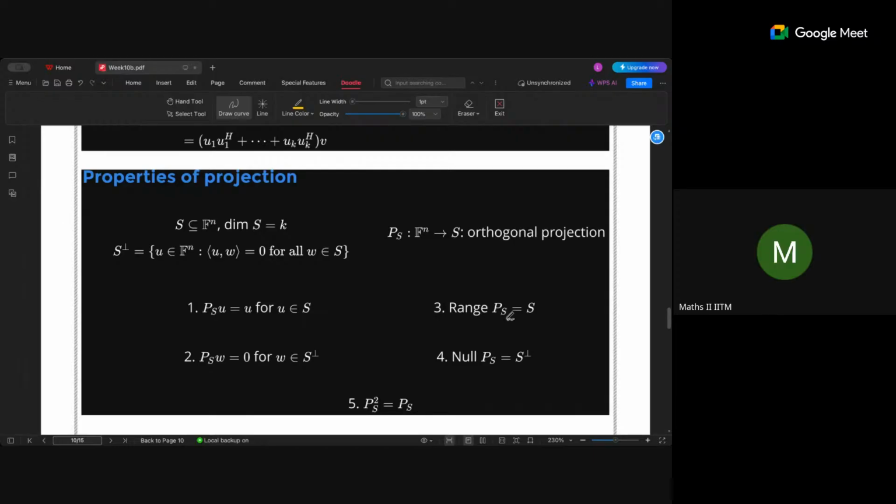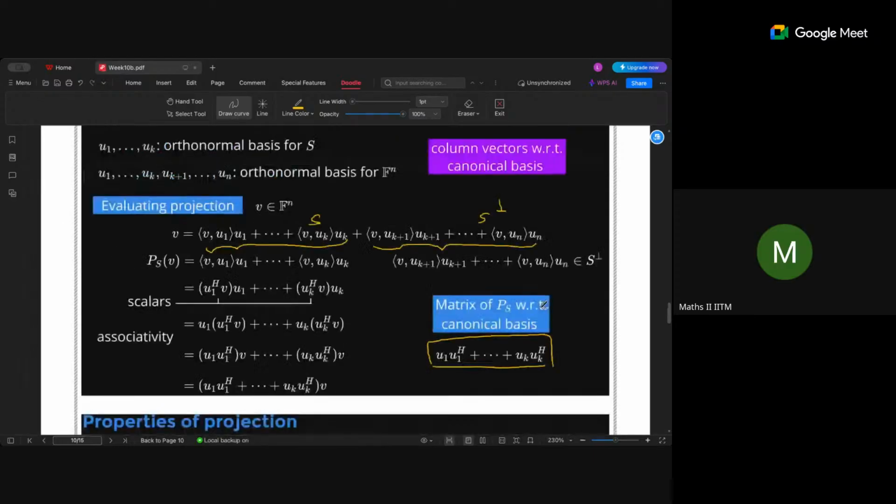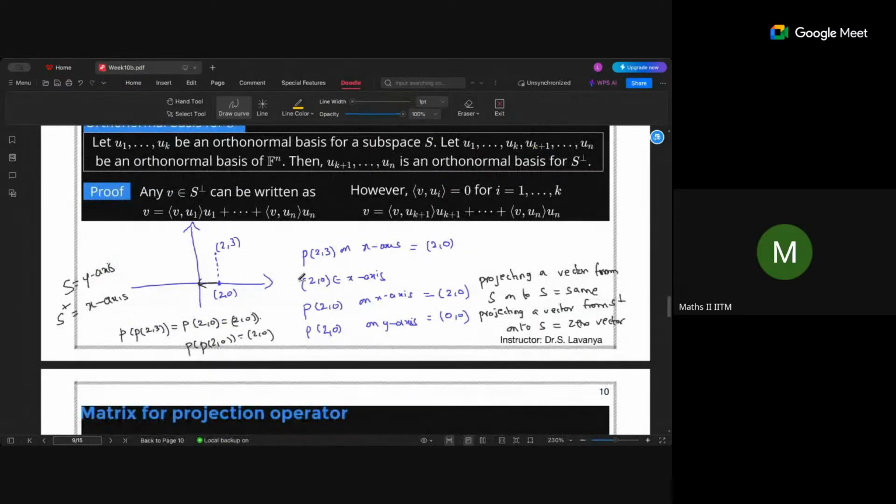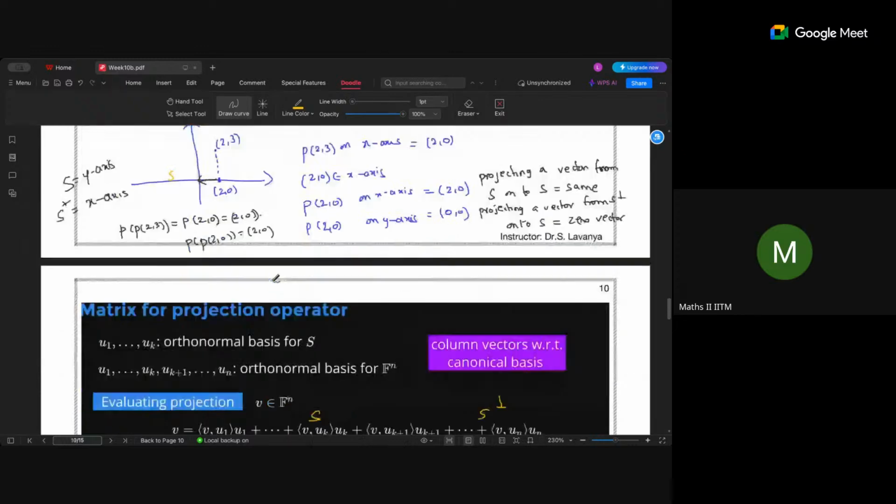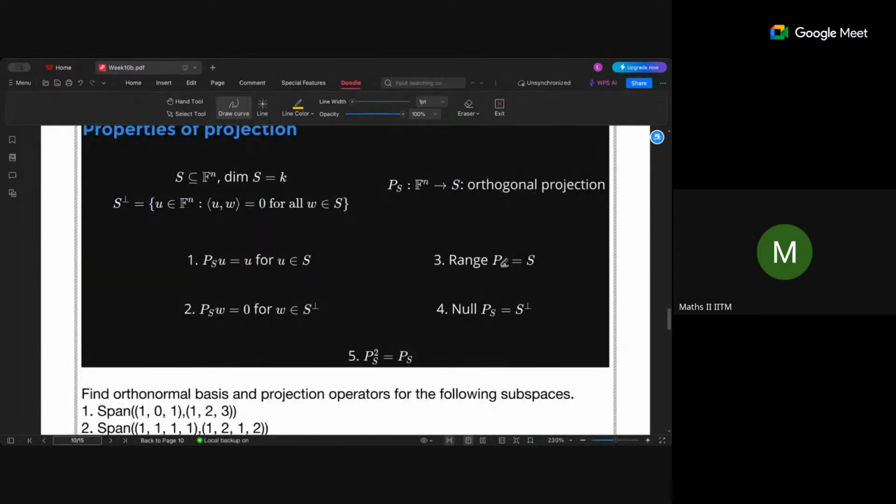And what is range of PS? It is equal to S. It means what? You take any element from the space from R2. Okay, when you do the projection, it is always going to fall on the same S. Suppose you are projecting any vector onto x-axis, then all the vectors are going to be on x-axis. So x-axis is going to be your range. If S is the set you are considering for projecting, then that is your range.